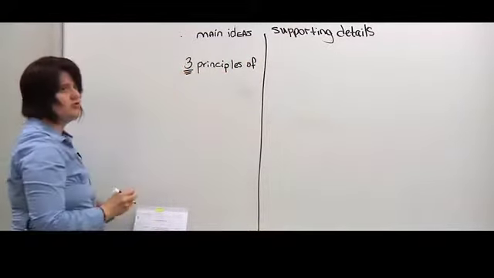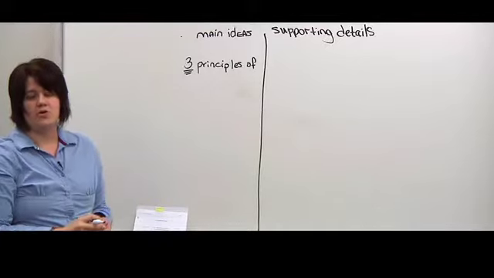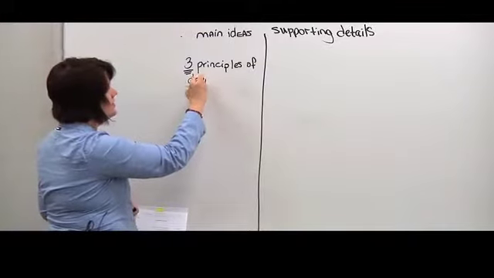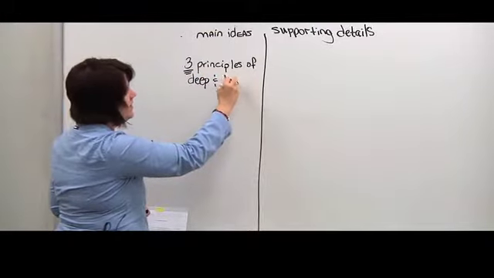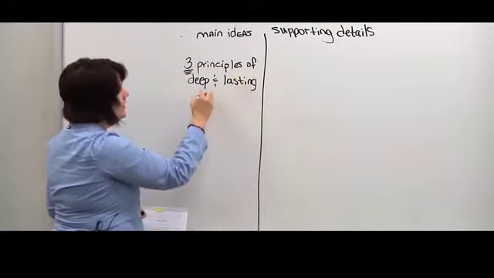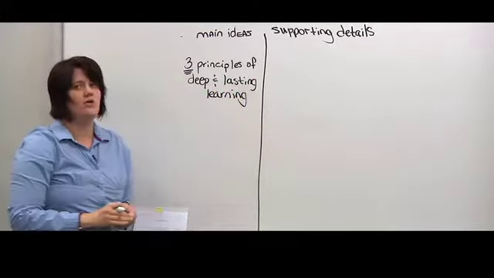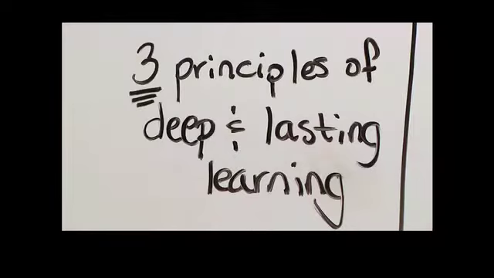Anytime you hear your instructor say a number like 3, there are 3 principles of deep and lasting learning, that should be like a clue to you that something important is coming, which is probably going to go in the main idea column. Lists are really important and they're often on tests. So you will want to get the supporting details that go with that list.